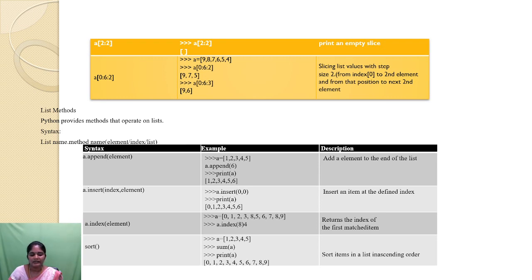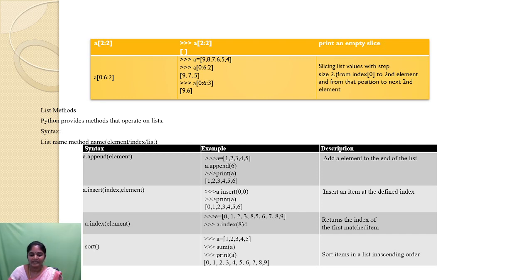In that insert operation we are given two parameters: one is the index, another one is the element. Here I give one example, with index value 0. At index value 0 I can insert one element, which is also 0. Then print the answer. The answer will produce 0, 1, 2, 3, 4, 5, 6. Likewise, it produces the output.